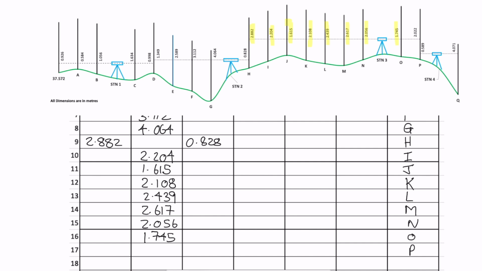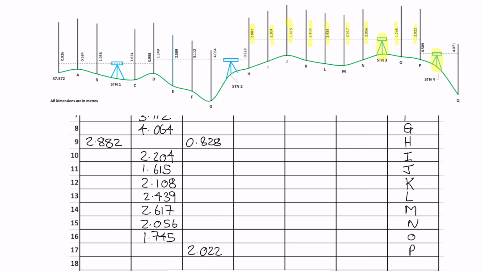This is the last reading taken when the instrument is at station 3. So this value, 2.022, will be a foresight reading and will go under the foresight column, 2.022. The instrument is then moved from station 3 to station 4. A double reading is taken at point P to be able to relate the next set of readings to those that have occurred previously.